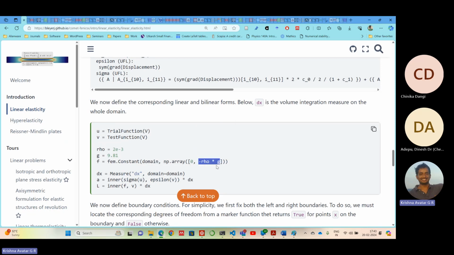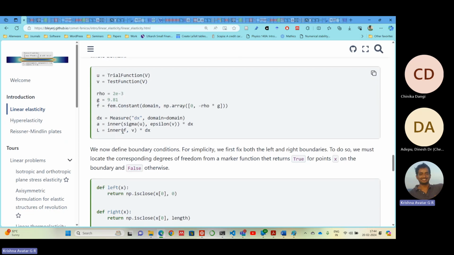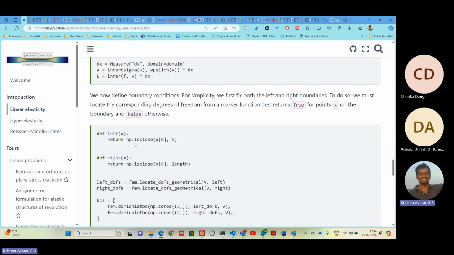So that's why it is minus rho into G. And then we define the integration element, which is dx. Now we also construct what we call our bilinear form. So A is equal to inner product of sigma of u, comma, epsilon of v into dx, and then L, the forcing term, is equal to inner of f comma v into dx.